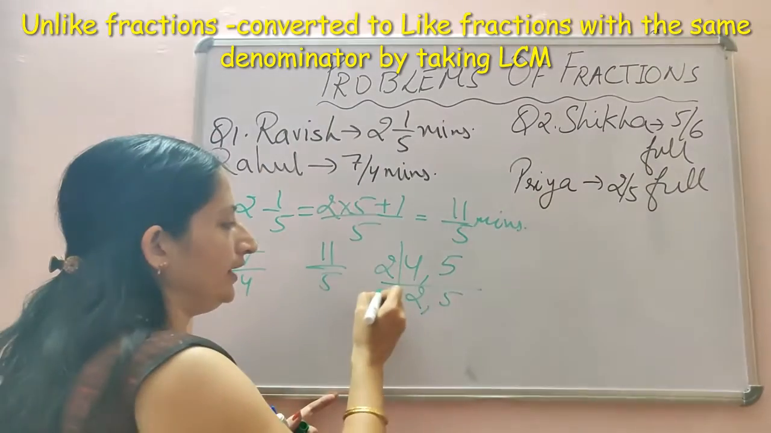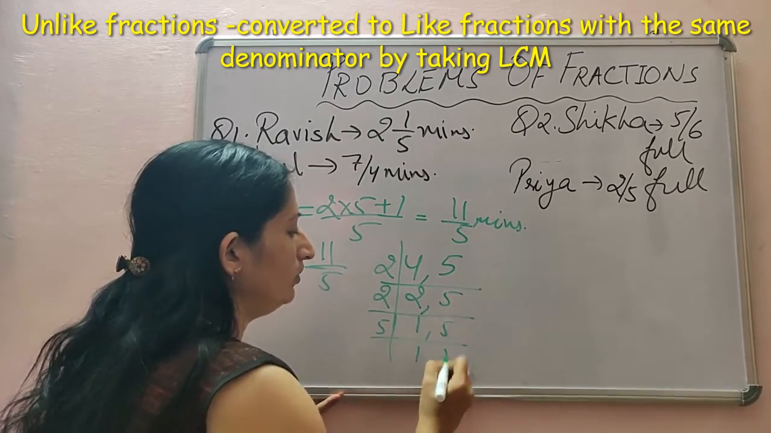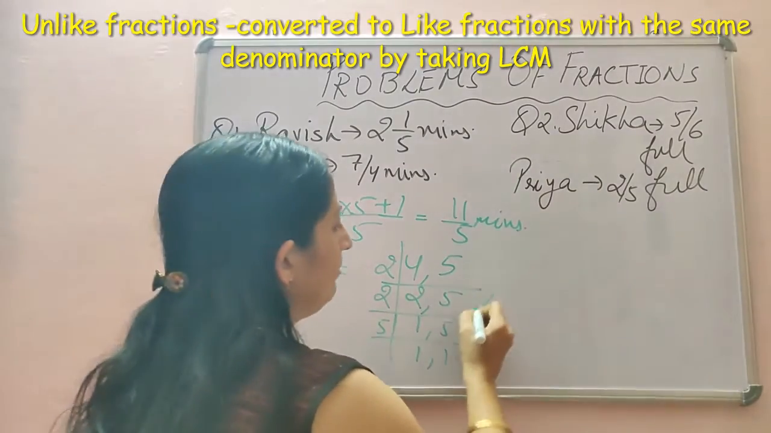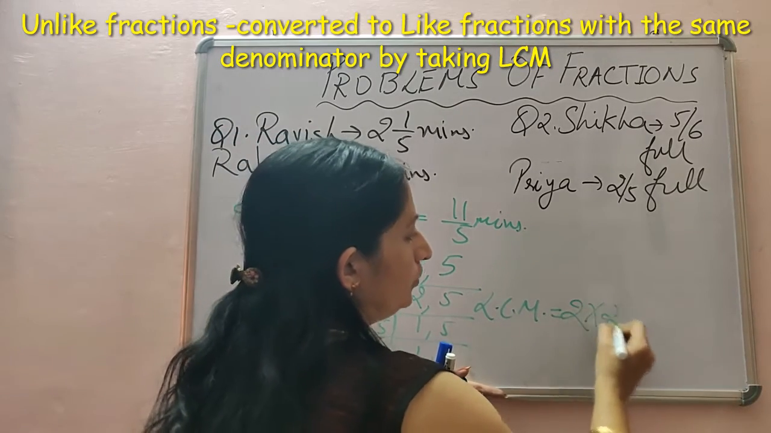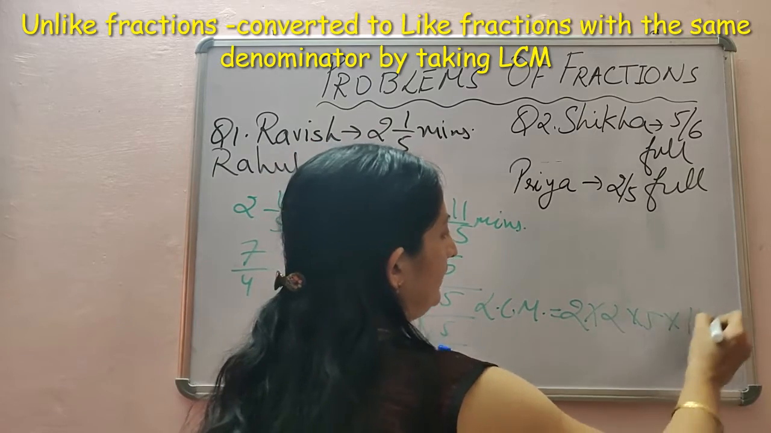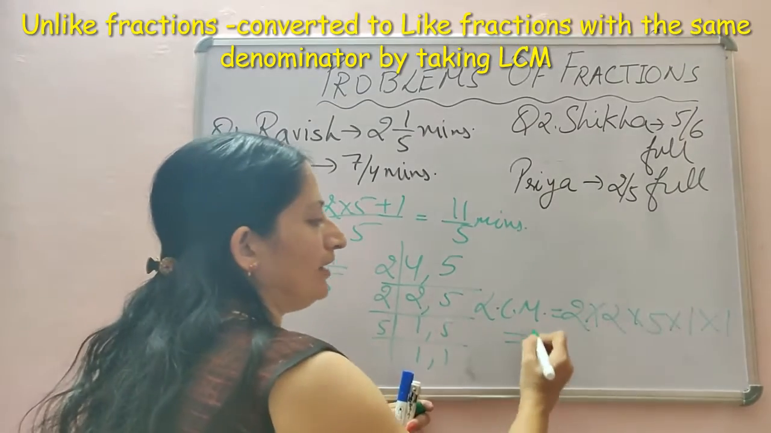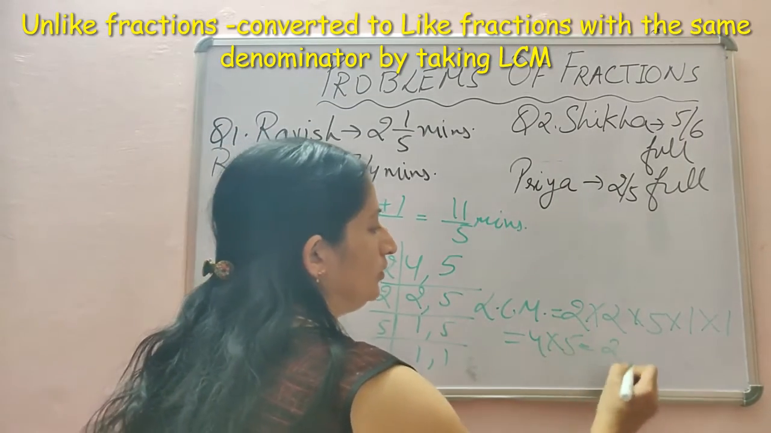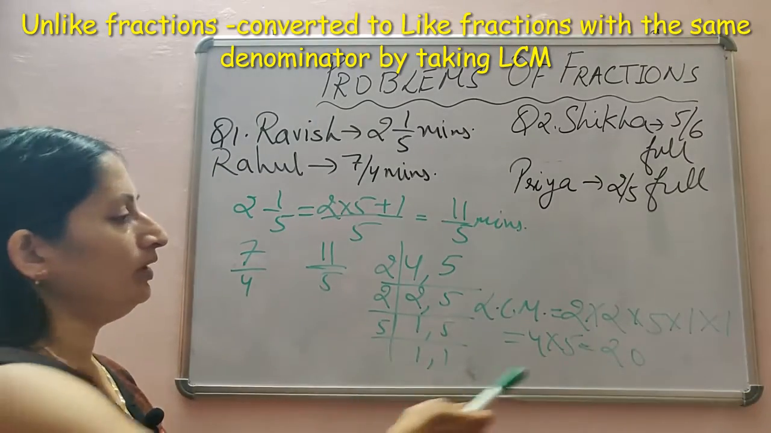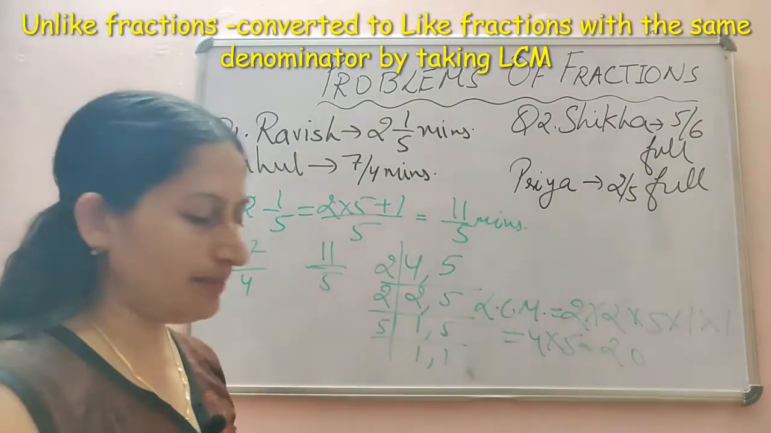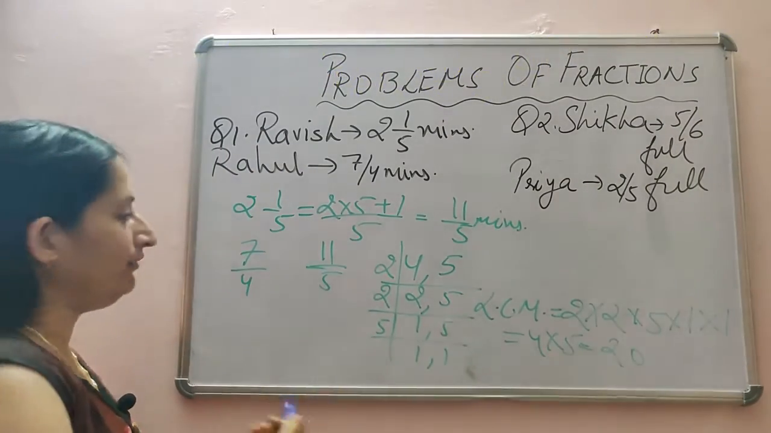With 2 I have divided, then again 2. Then I have got 5 here now. So you see, the LCM of these two numbers will be equal to 2 into 2 into 5 into 1 into 1. So students, the LCM will be 4 into 5, that is equal to 20. I hope it is clear to you now how the LCM is to be taken. Now, how to make them like fractions.